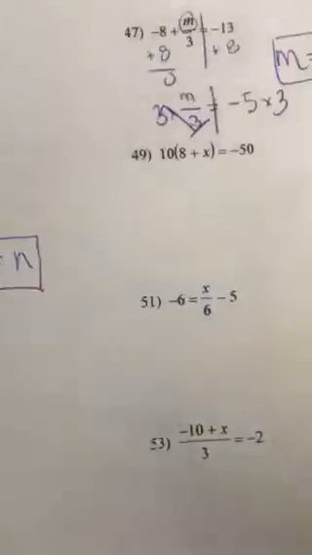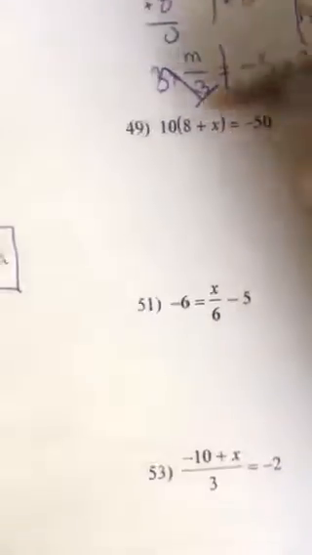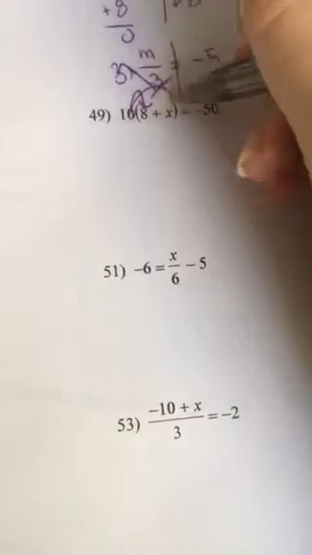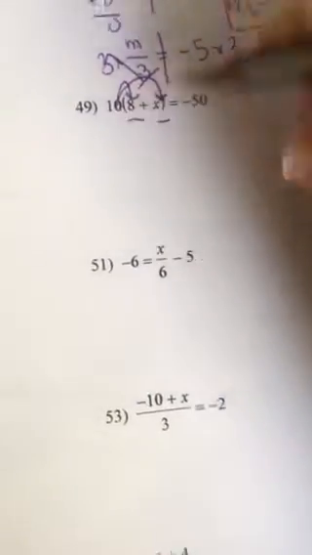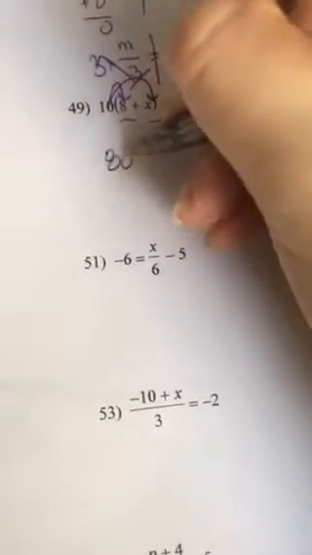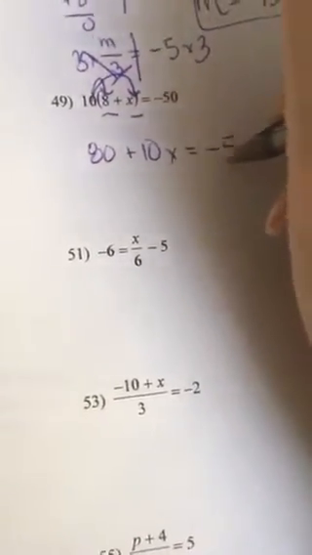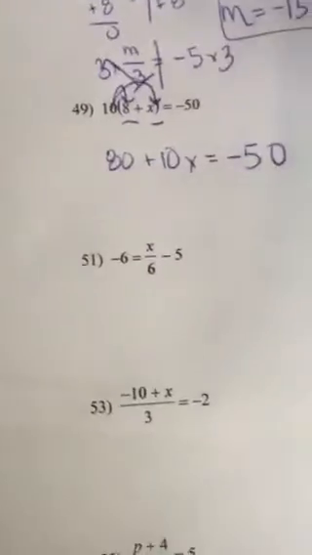And then the last one right here, remember, this isn't something we learned in class, but parentheses mean multiply. You're going to multiply the 10 by each term that's inside the parentheses. 10 times 8 is 80. 10 times x is 10x equals negative 50. And then you have to go ahead and solve using your steps.